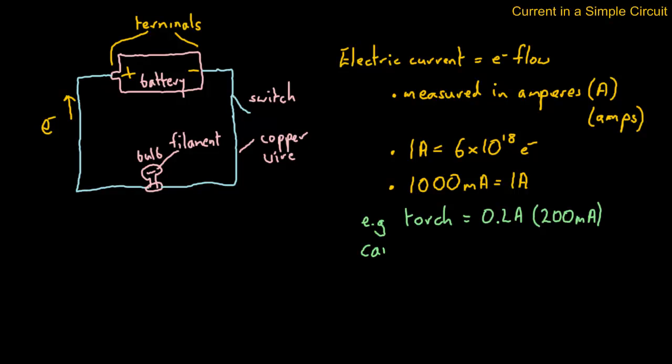A car headlight would be typically about 4 amperes, and an electric kettle would have something like 10 amperes.